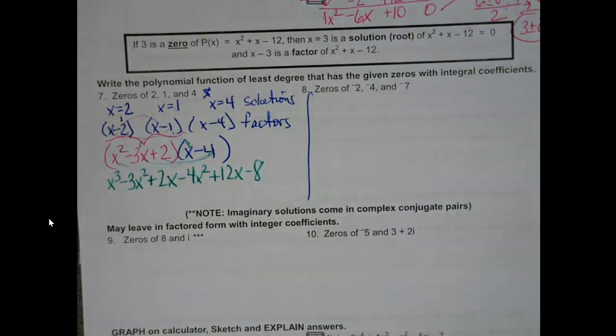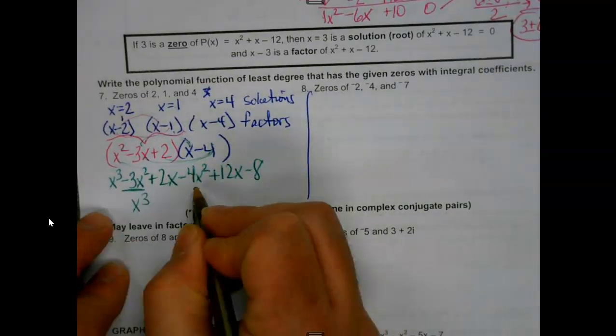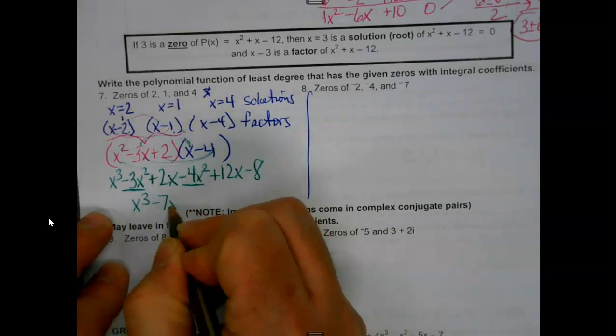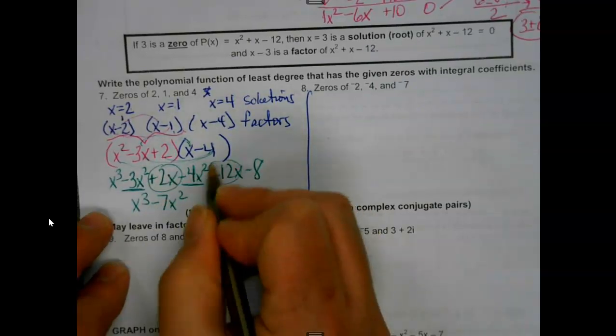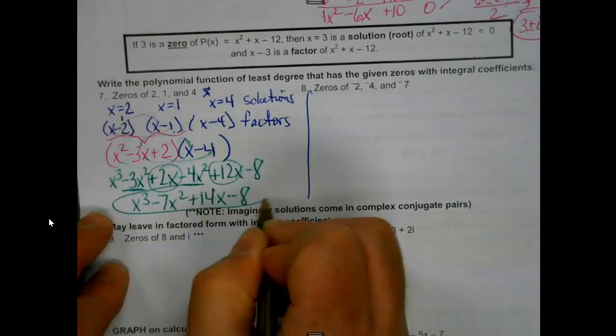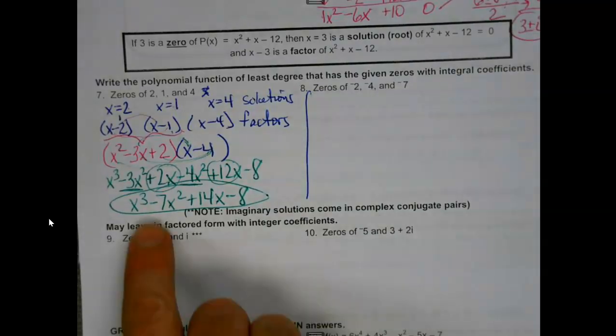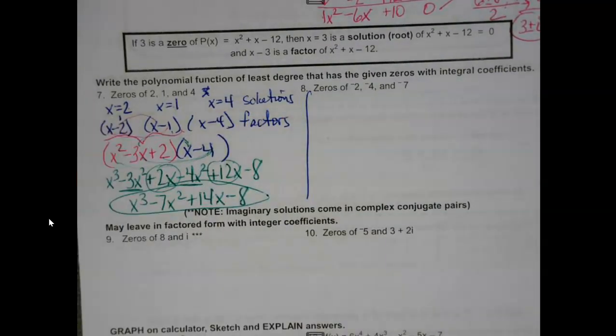Don't leave it like this. We still have like terms we can put together. And that, ladies and gentlemen, would be a polynomial, a cubic, because it has 3 answers of least degree for those particular zeros. Now, again, I'm not going to put you through a whole other one.